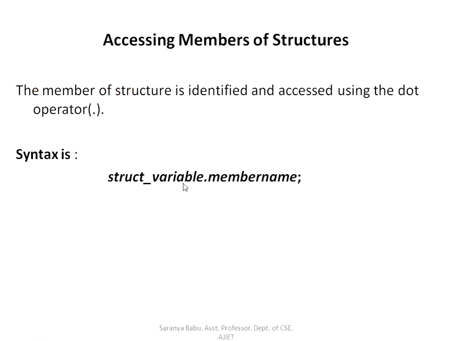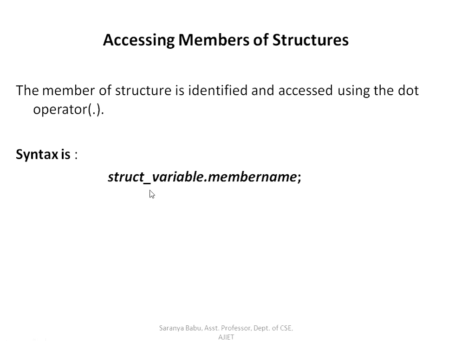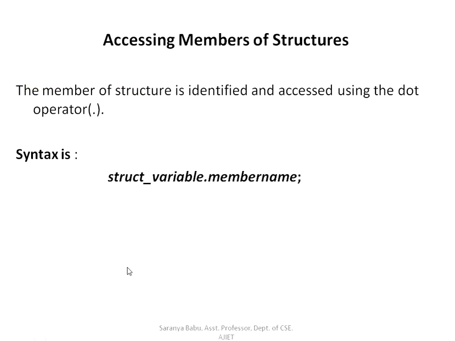You have to use the struct variable. What is a struct variable? Emp1 and emp2 in this case, right? These two are the variables. So it is struct variable dot member name. Which member do you want? These are the members. Remember always, whatever you define inside a structure, those are the members. And in the structure declaration, what you are giving, those are the struct variables. Clear? So how will I use the dot operator? Struct variable dot member name.